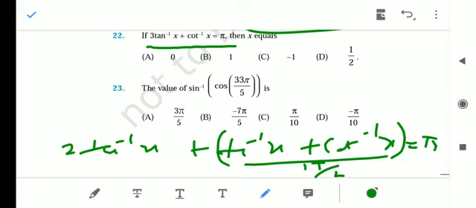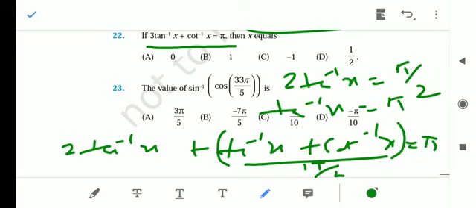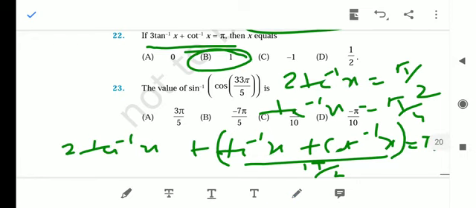So 2 tan inverse x equal to pi minus pi by 2. If we take this pi by 2 to the right hand side, we have 2 tan inverse x equal to pi by 2. So we can say tan inverse x equal to pi by 4, and from here we can say x equal to tan of pi by 4, and x equal to tan pi by 4 means 1. So the answer of 22nd question is 1. In the same way, let us see a few more questions based on this.